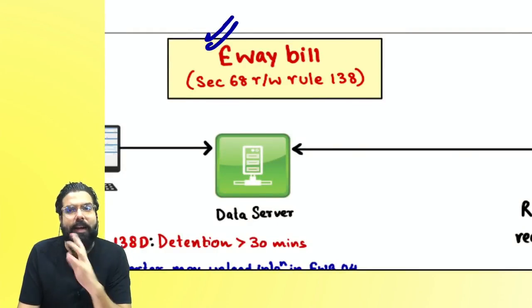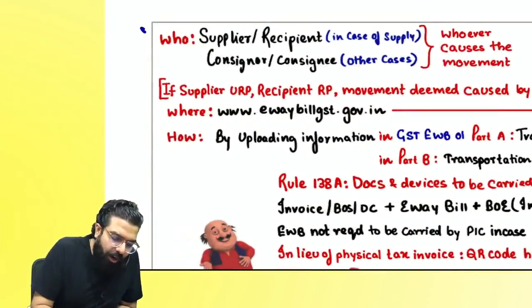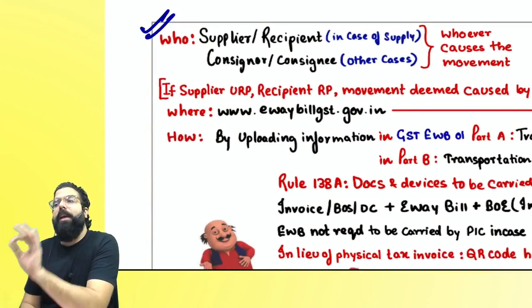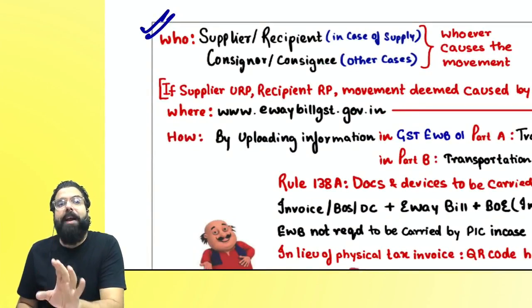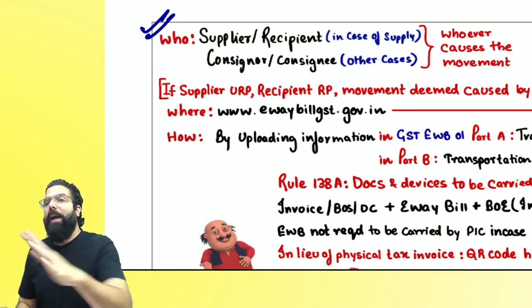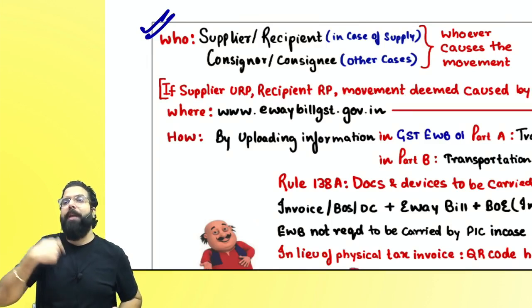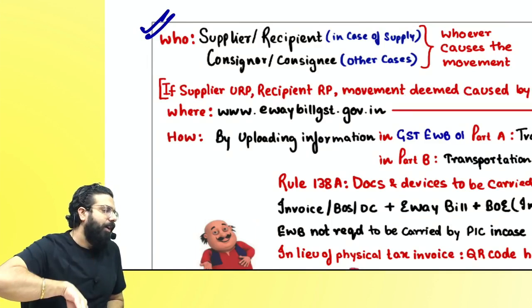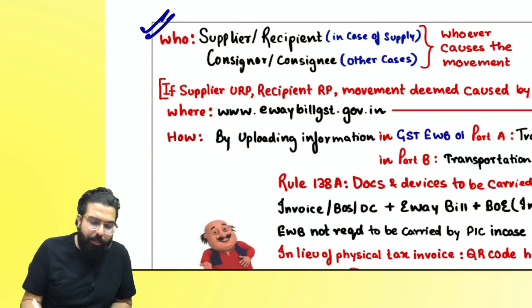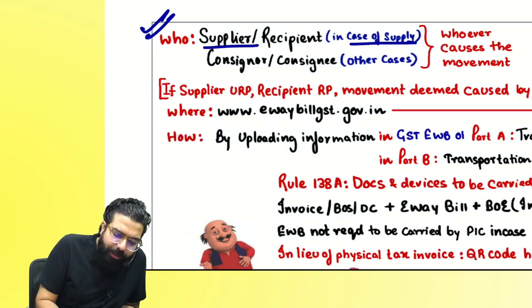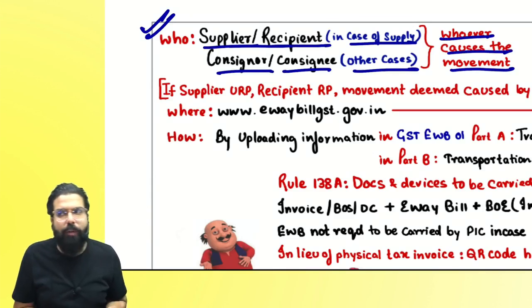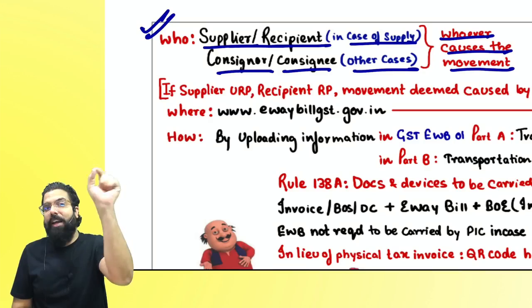C, D and E. Now sir, first of all, who is the person who has to go ahead and raise the e-way bill? Always remember one thing, who will generate the e-way bill will depend on the person who is causing the movement. If I am telling I am going to send the goods, supplier, then he will go ahead and generate the e-way bill. If recipient comes and collects and goes, he will generate the e-way bill. Basically, in case of supply, supplier or recipient, whoever causes the movement will generate the e-way bill. In any other case, consignor or consignee, whoever causes the movement will generate the e-way bill.